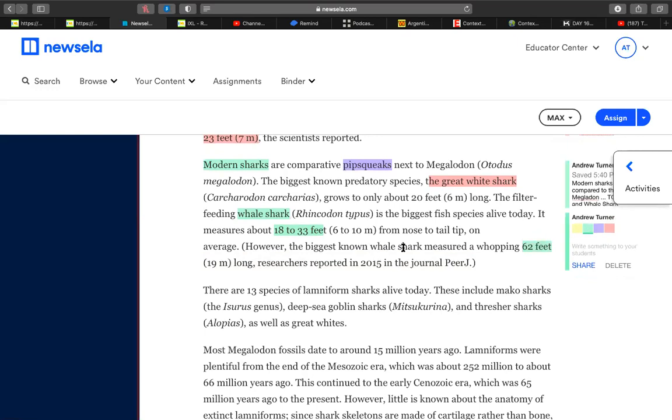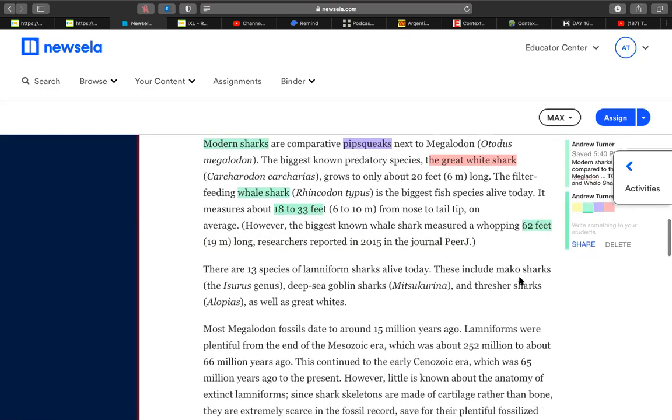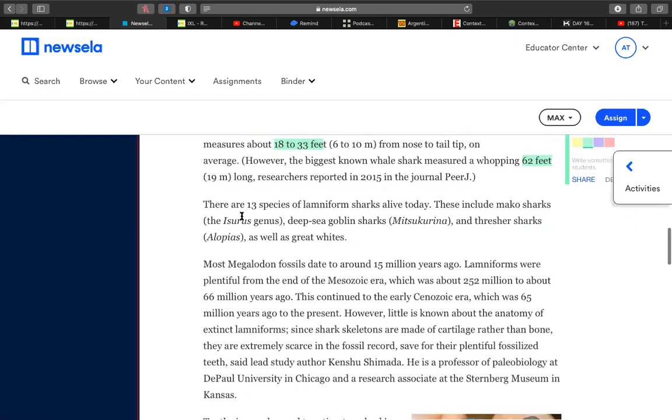So let's look at this. That was the biggest whale shark, a 62 footer. That sounds huge. There are 13 species of lamniforms today. Okay, they must be a specific type of sharks. These include mako sharks, the Isurus genus, deep sea goblin sharks, which is Mitsukurina, and the thresher shark.